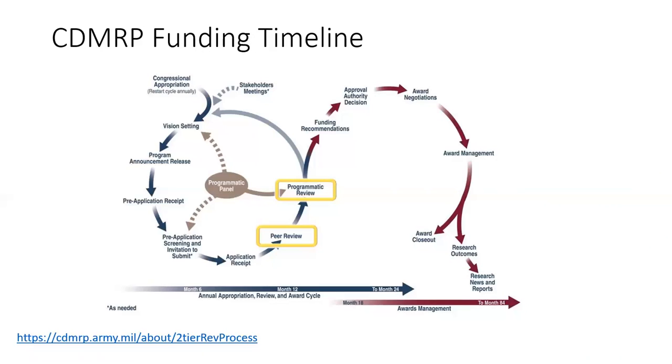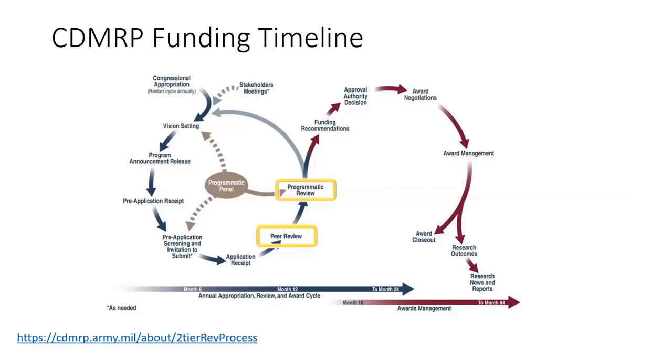Then congressional appropriations come in. There's a vision setting where they combine that information, the available funding, as well as the priorities or the gaps that are out there as determined by the stakeholder meeting. The program announcement is then developed and released.